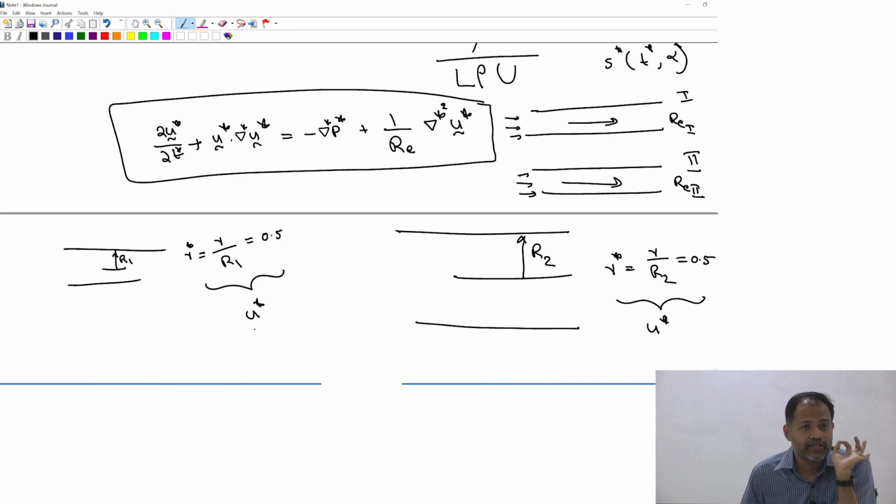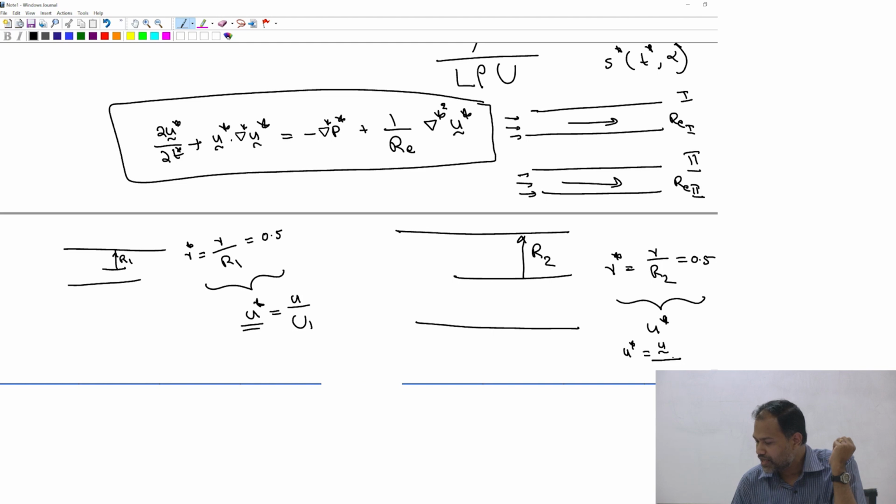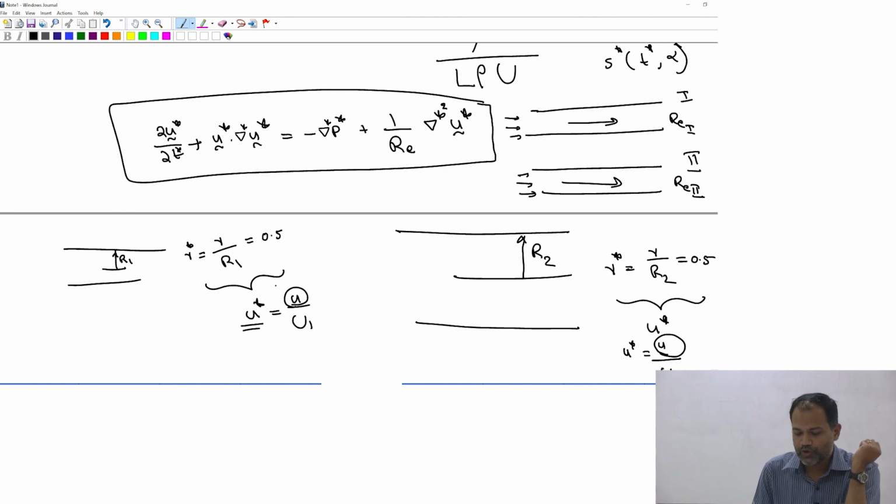But the absolute magnitudes will be different, because in this case you would have non-dimensionalized U star with some characteristic velocity, which you would have defined as small u divided by some capital U1. On the right hand side, you would have defined your U star as some velocity divided by U2. That means the U that you are going to get in the bigger pipe and the U that you are going to get in the smaller pipe, the numbers would be different. But this U star would be the same in both cases.